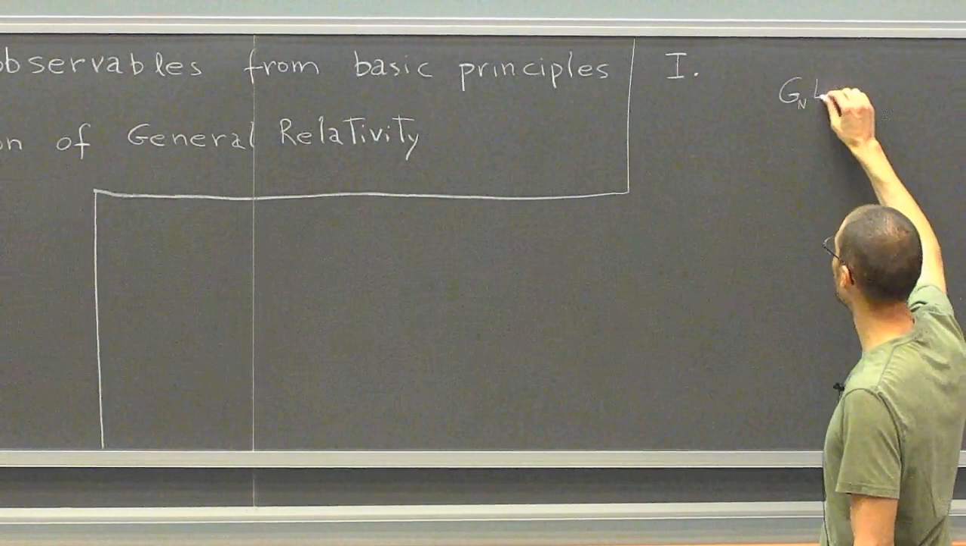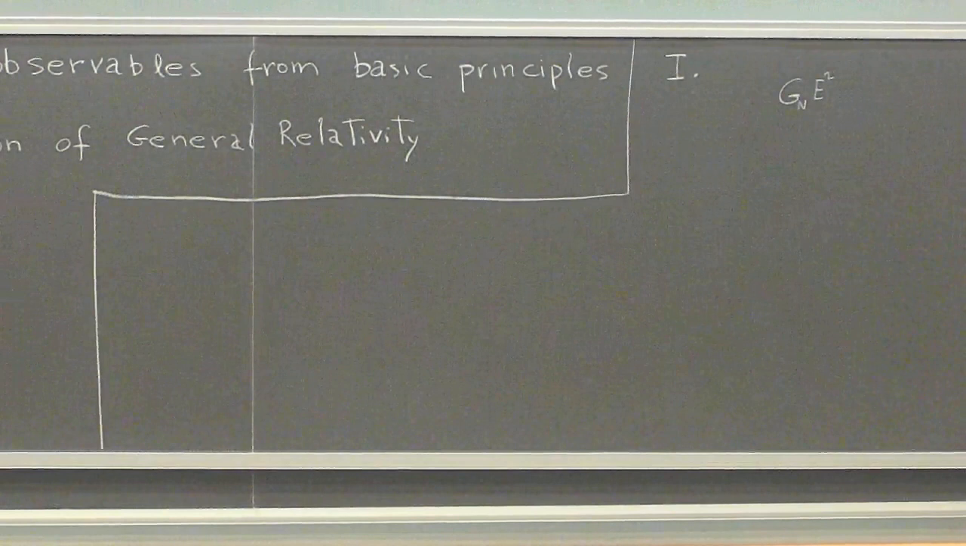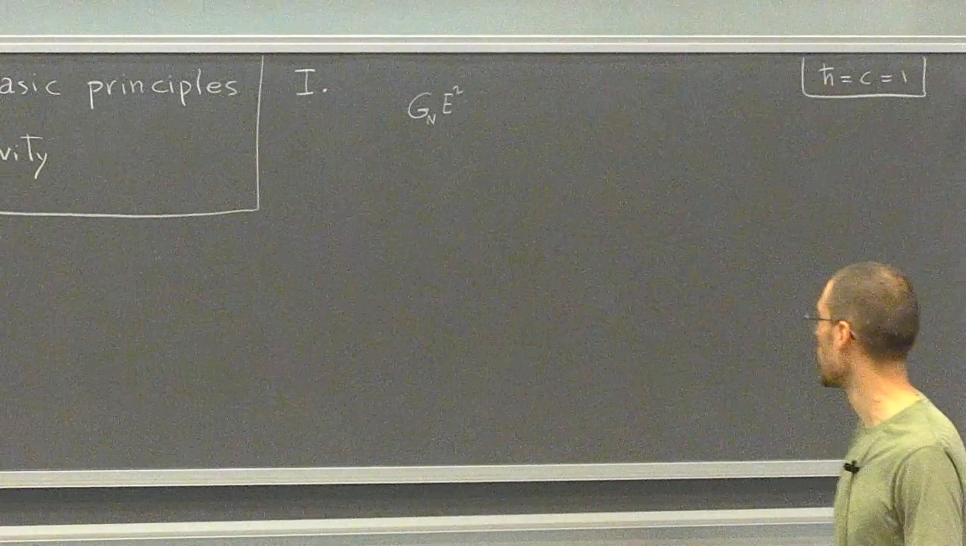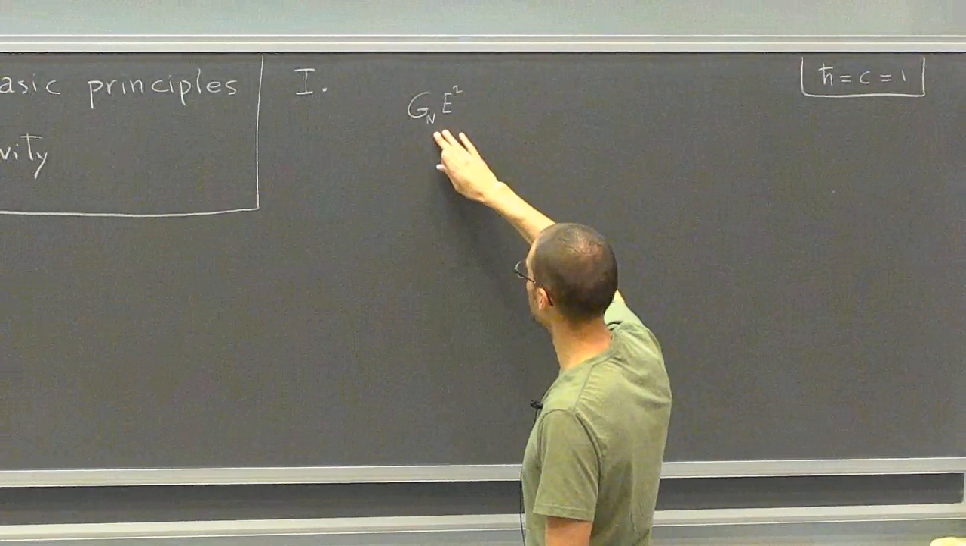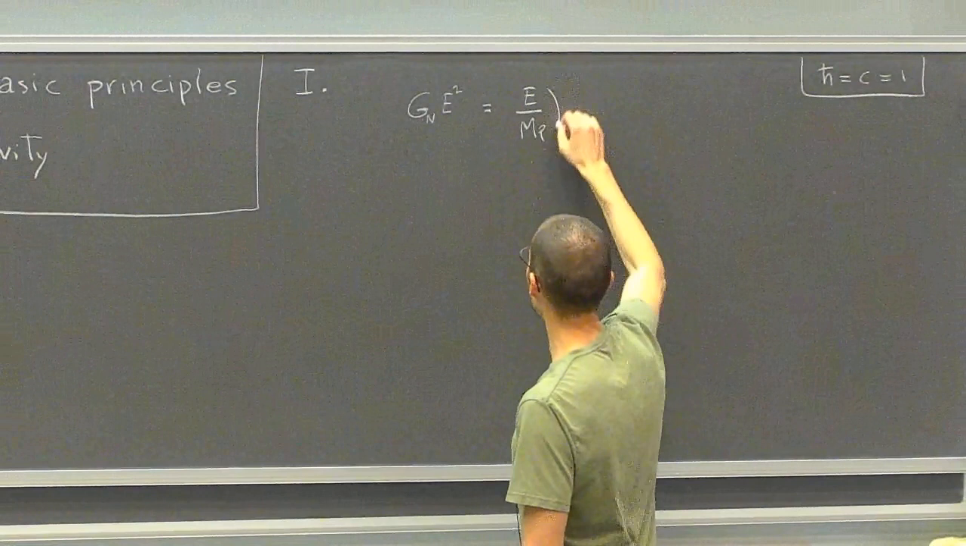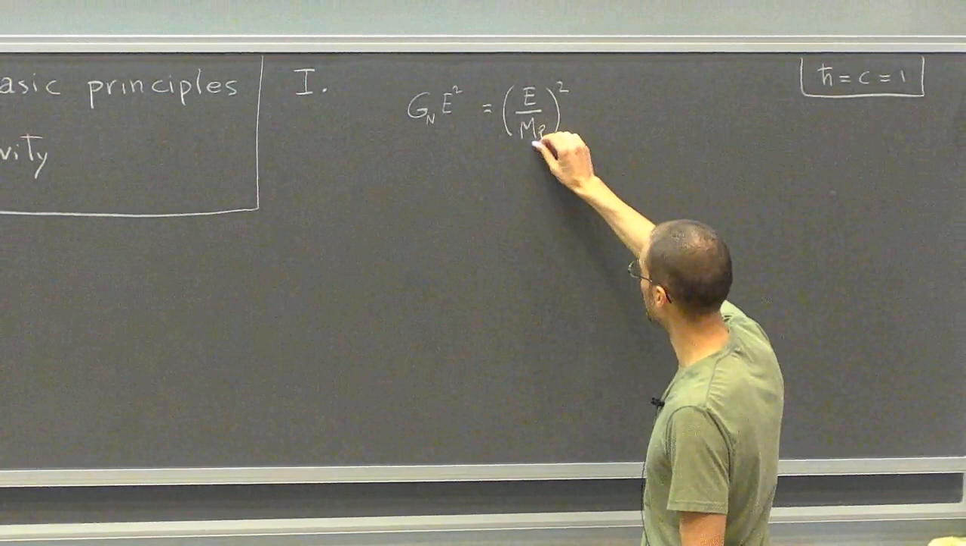So I will be working in units like that, so that you won't see speeds of light and h bars. So this is a dimensionless quantity. You can also write it in a more convenient way in terms of the Planck mass or the Planck energy. So this is a very large number, right? 10 to the 19 gigaelectron volts.